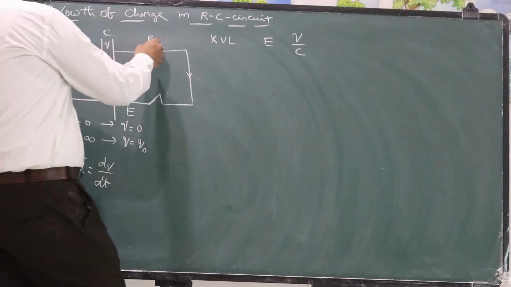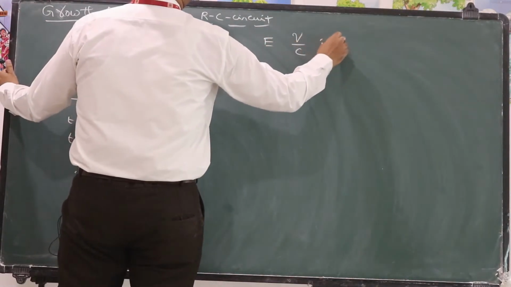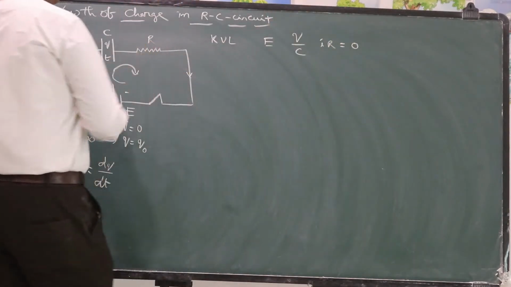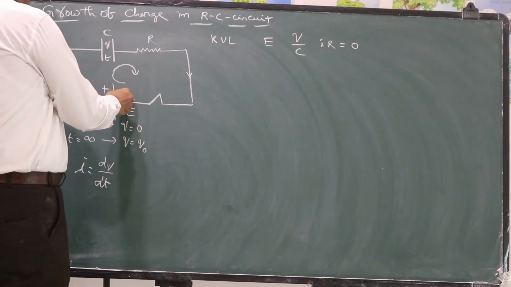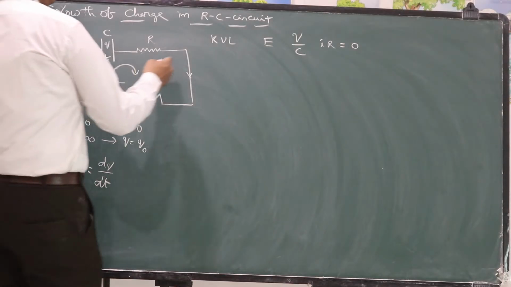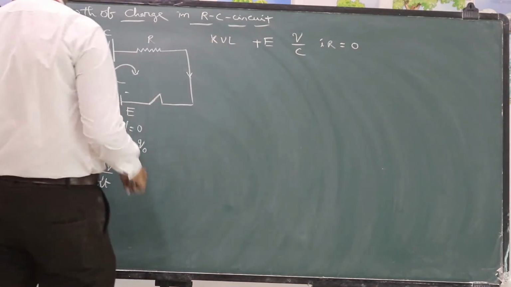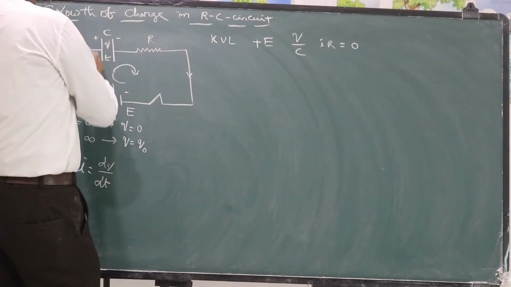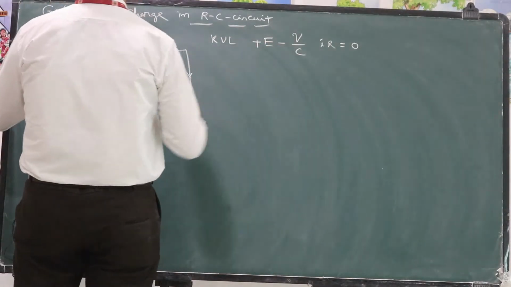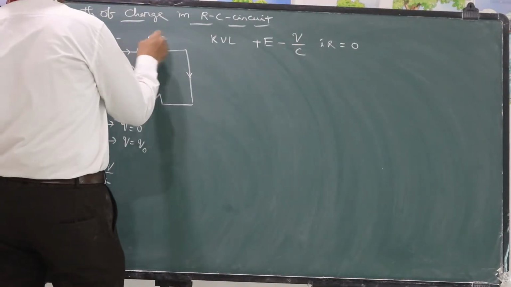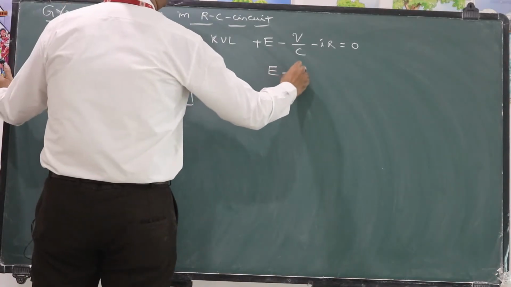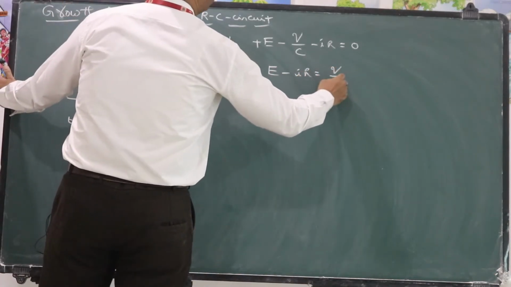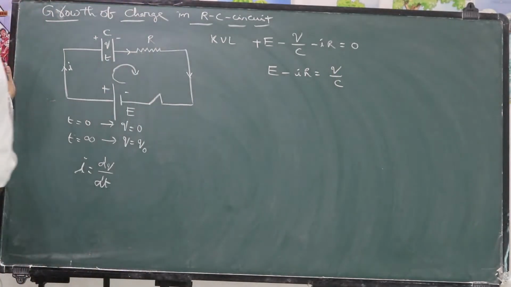As I is the current passing through the circuit, IR is the potential drop at the resistor. The sum of the three potentials must be equal to 0. As we are moving in the clockwise direction, here I am starting from negative to positive, so it is positive. Here it is a positive plate, here it is a negative plate. You are moving from positive to negative, so it is negative. Again you are going from high potential to low potential, so it is negative. So E minus IR is equal to Q by C.